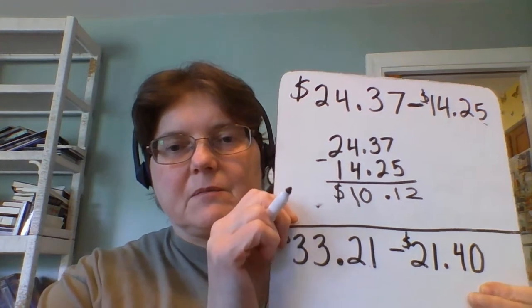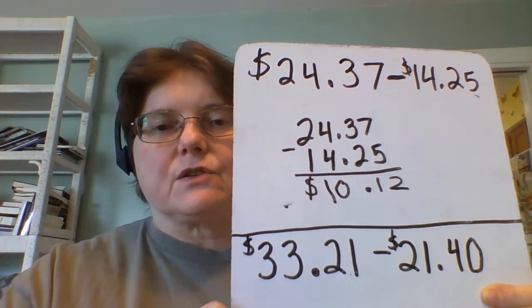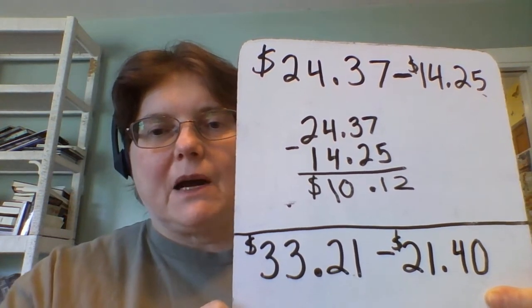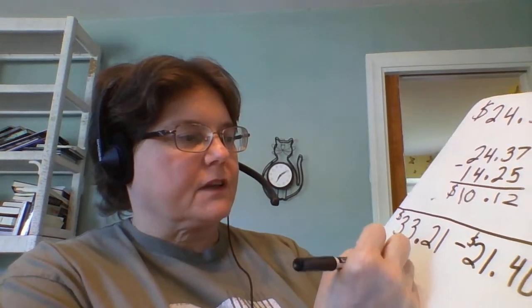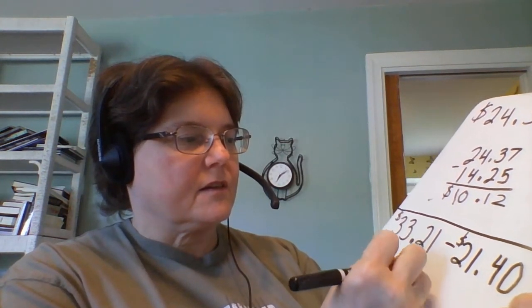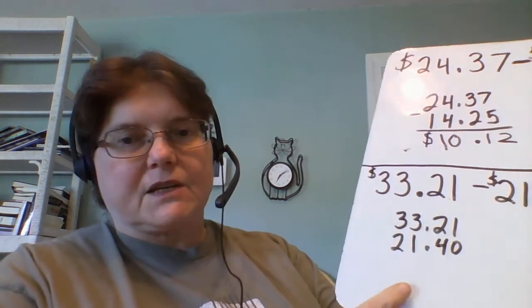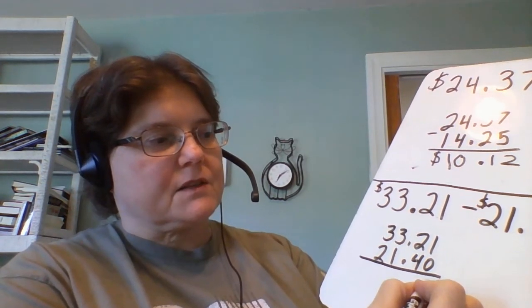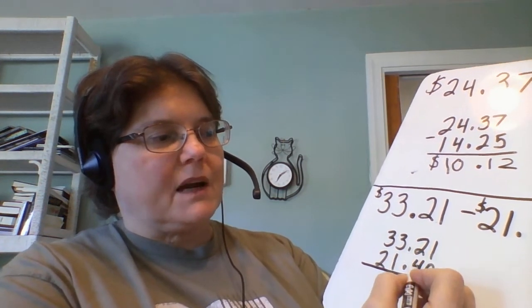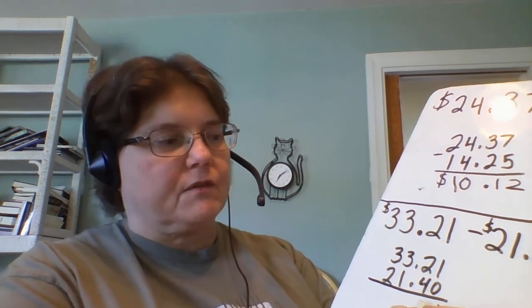Now you can do the same thing even if you have to borrow. What if we had $33.21 minus $21.40? I write it vertically. And my decimal points line up. I subtract. 1 minus 0 is 1. 2 minus 4, I can't do 2 minus 4 because 2 is smaller than 4.